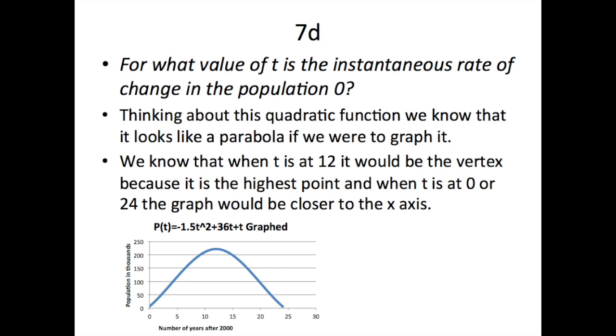D. For what value of t is the instantaneous rate of change in the population 0? Before we start to answer this question, we need to think critically about what we've already solved. Thinking about quadratic functions in general, we know that we can graph it. And this one would look like a parabola, with 12 being the vertex at the highest point and 0 and 24 being lower towards the x-axis. In the diagram below, I have graphed the quadratic function so you can get a general idea of what the answer for this question is going to be.